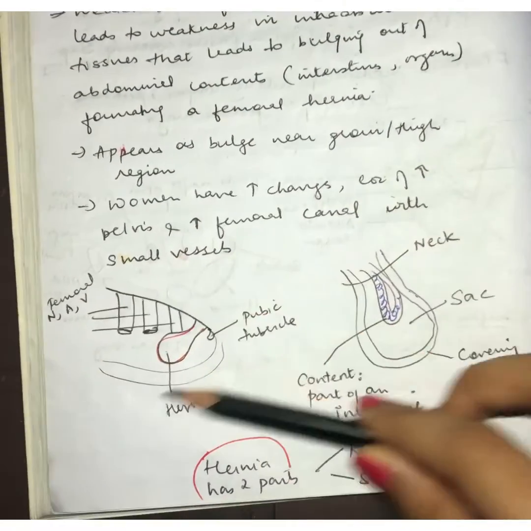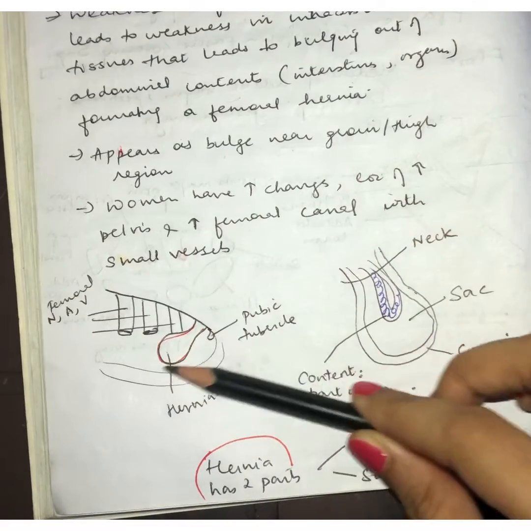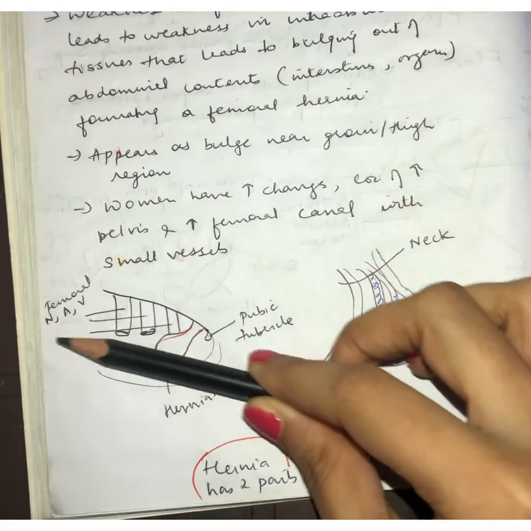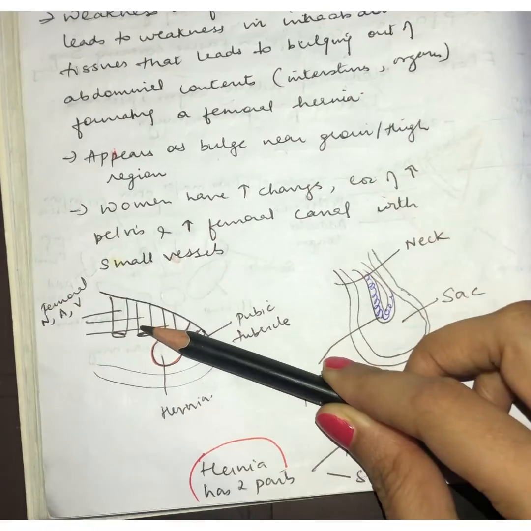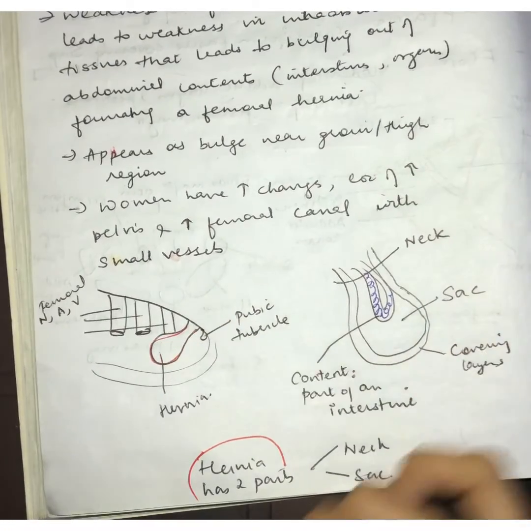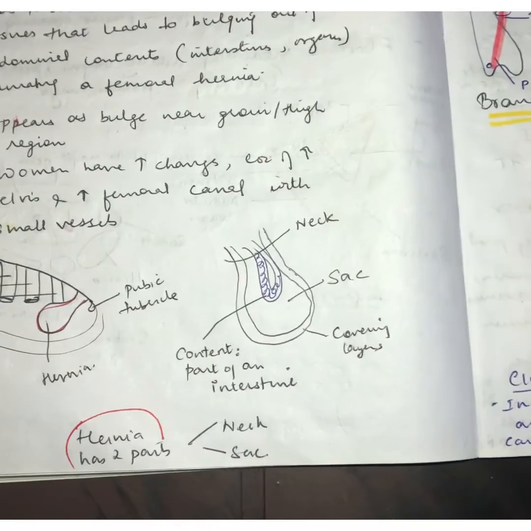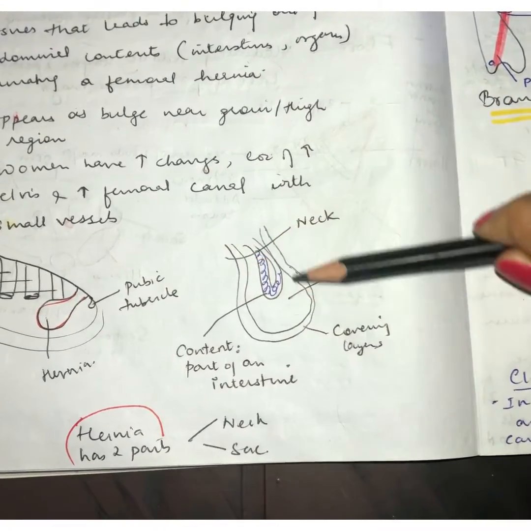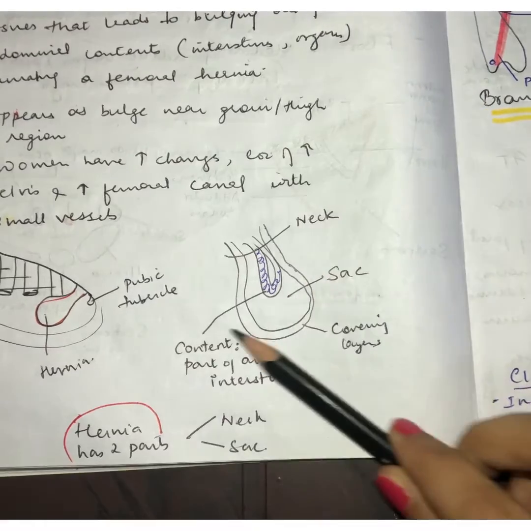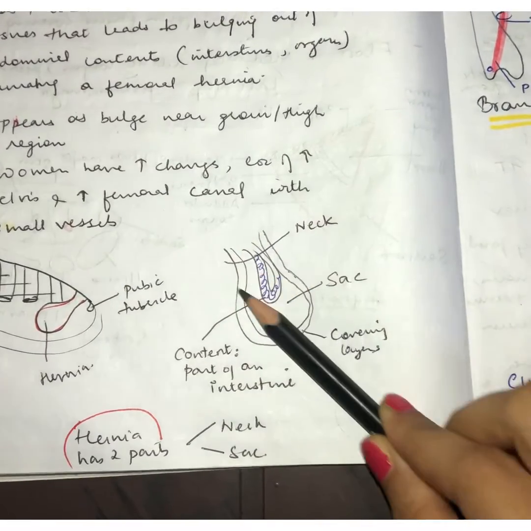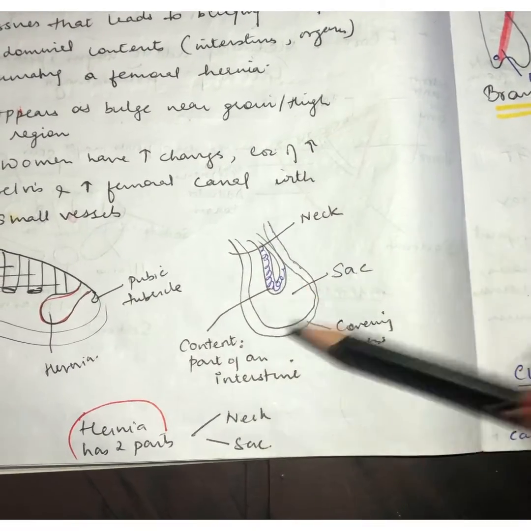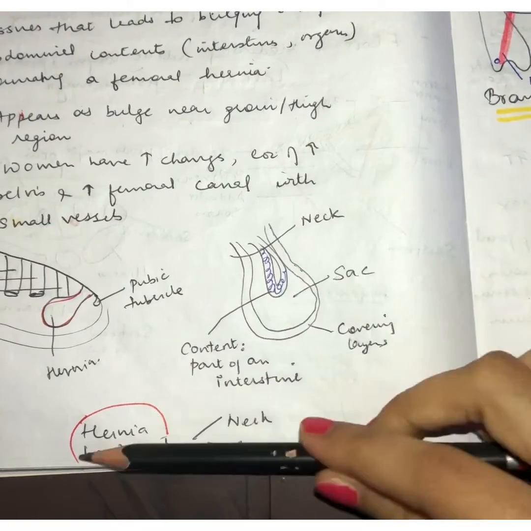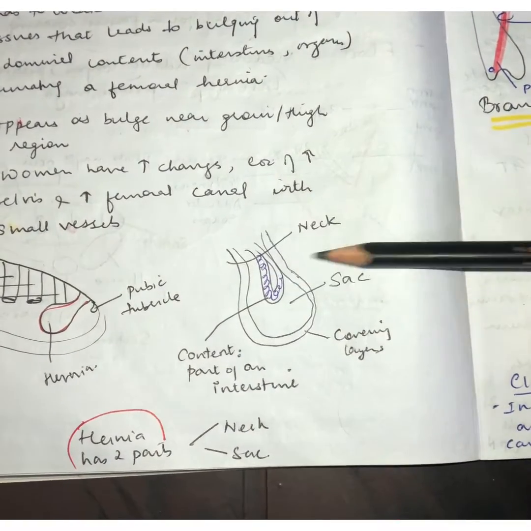So this is a diagram of a femoral hernia. Over here, this is the triangle area where you see the femoral nerve, artery, vein and the femoral hernia. The femoral hernia in zoomed version, it has a neck region, a sac, the coverings, the layers and the contents that include maybe intestine or organs. So it has two parts, the neck region and the sac region.